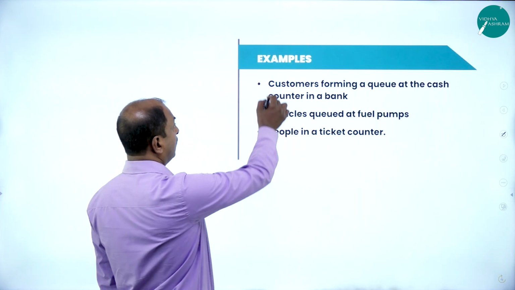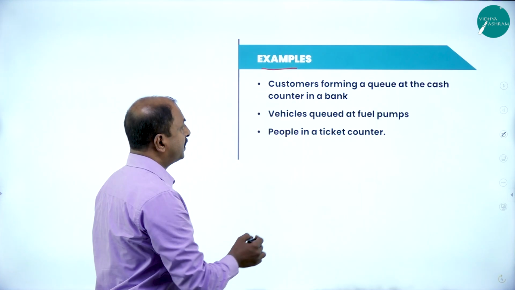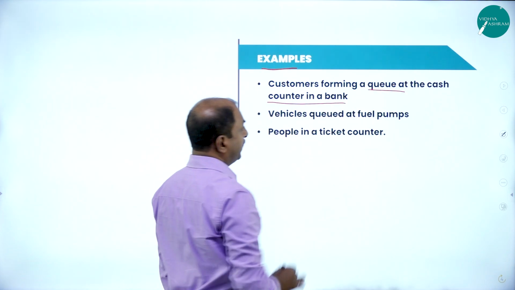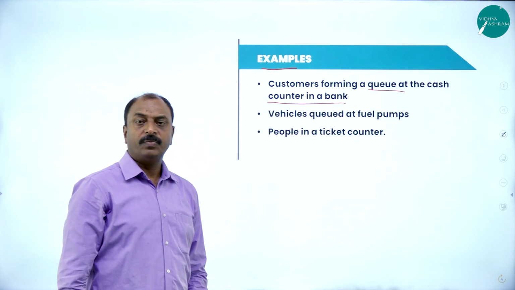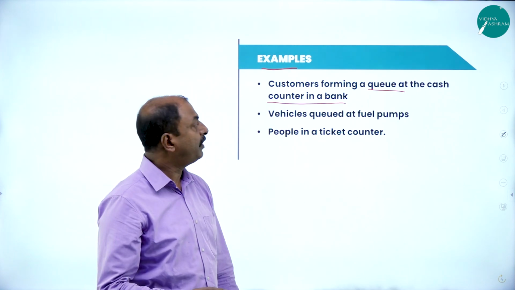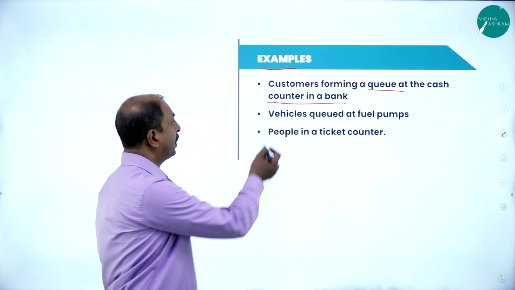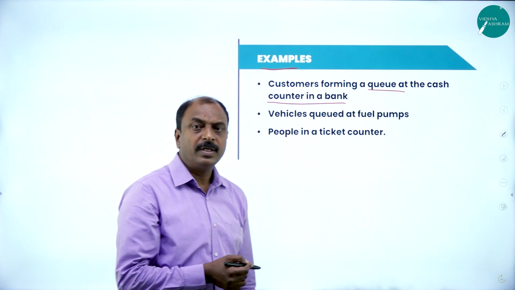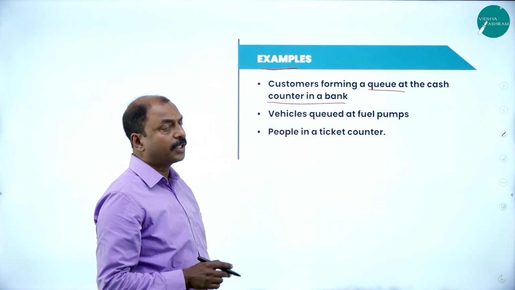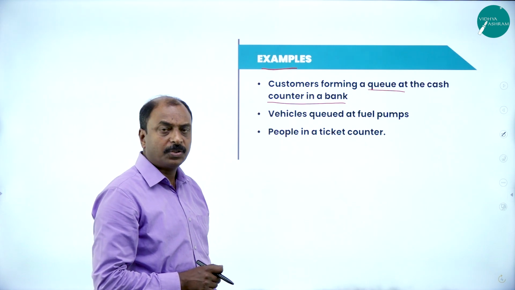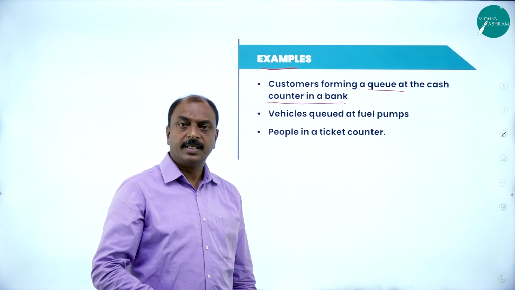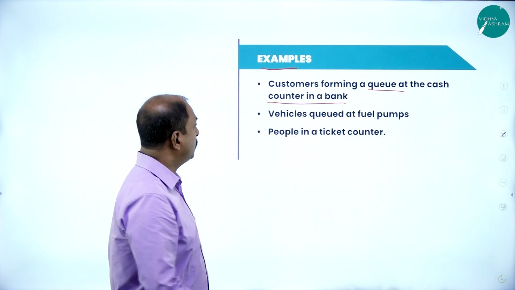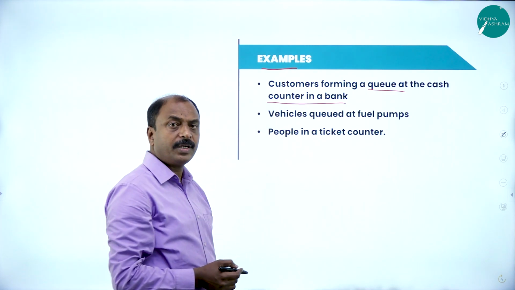Now let us see some examples in our real life. The customers forming a queue at the cash counter in a bank. It is a common example. Whenever you go to any billing counter in a bank, all the customers, the clients, will be standing in a queue. That is a real-time example for queue data structure. Here, the first person in the queue will be the one to be attended. That is the principle of FIFO.